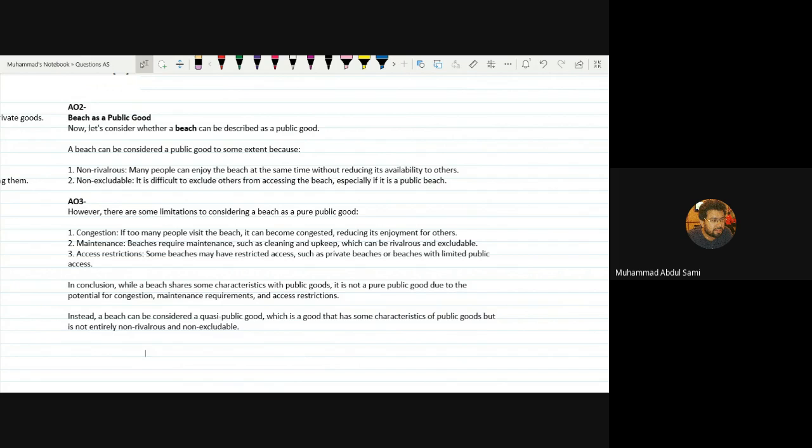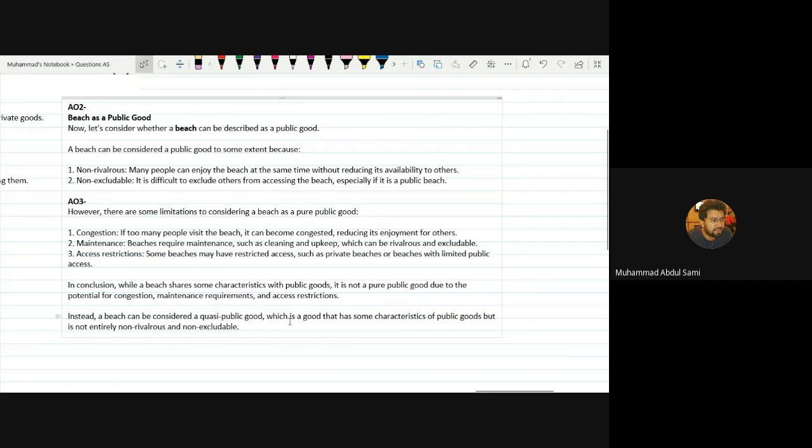Your opinion does matter. So, in conclusion, while a beach shares some characteristics with public goods, it is not a pure public good due to the potential for congestion, the maintenance requirements, and access restrictions. Instead, a beach can be considered a quasi public good. Quasi means virtually, almost.